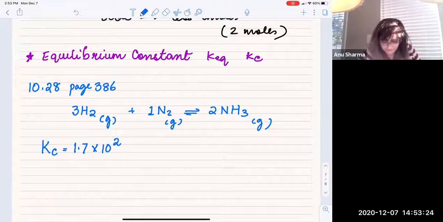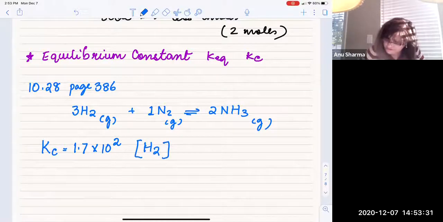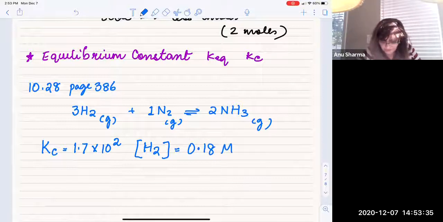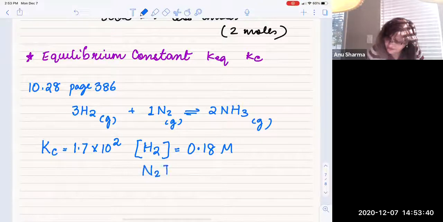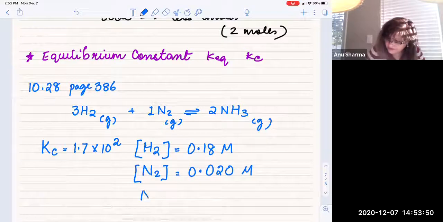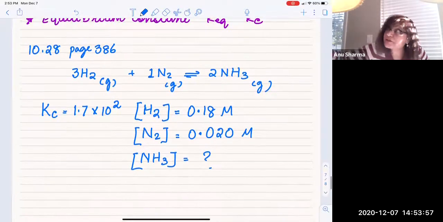If the equilibrium mixture contains, and the concentration of hydrogen is given, hydrogen is equal to 0.18 M, and the nitrogen is 0.020 M. Okay, what is the molar concentration of NH3? What is the molar concentration of ammonia? So a little bit of math here, but let's see how we can do this.